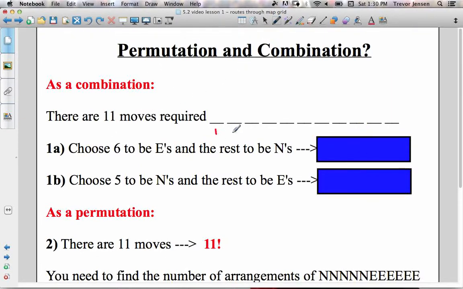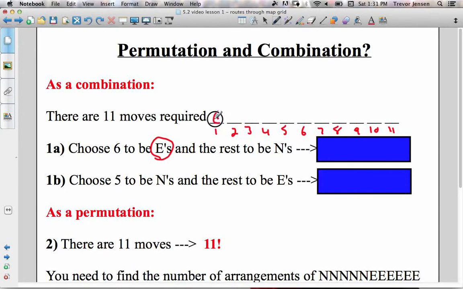I have to make 11 moves: 1, 2, 3, 4, 5, 6, 7, 8, 9, 10, 11 moves. If I think of this as a combinations problem, I can think, how many ways can I choose 6 of these 11 spots to be east? Because I know in the end, of the 11 moves, 6 are going to be east. So how many ways can I choose 6 of these 11 to be east?